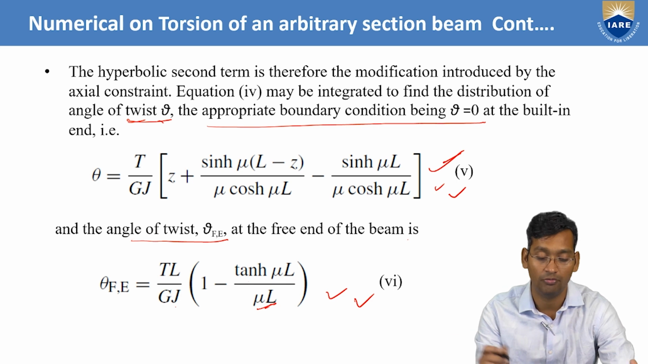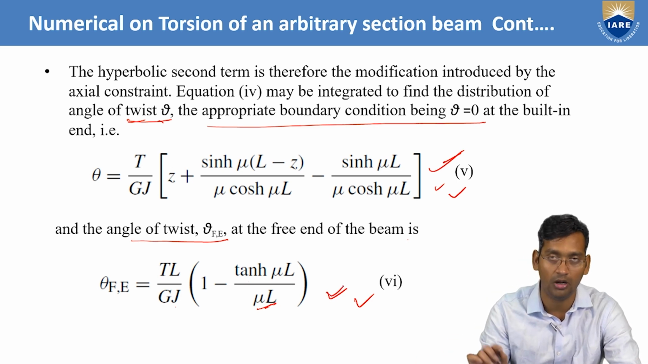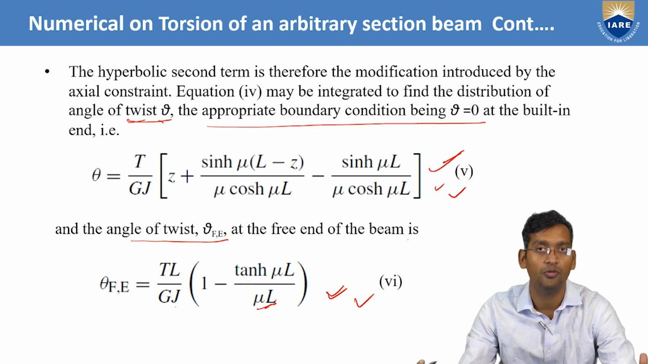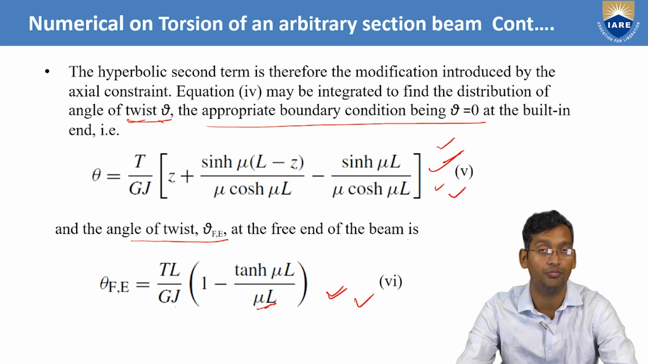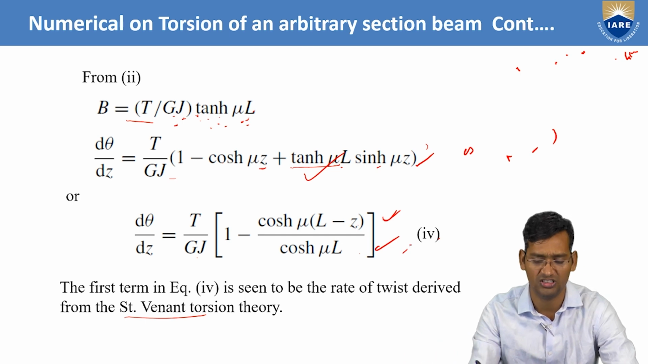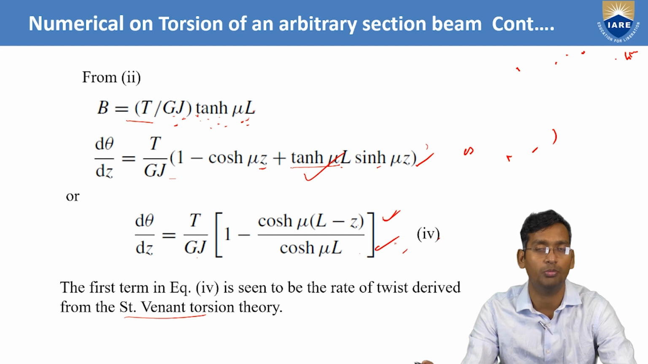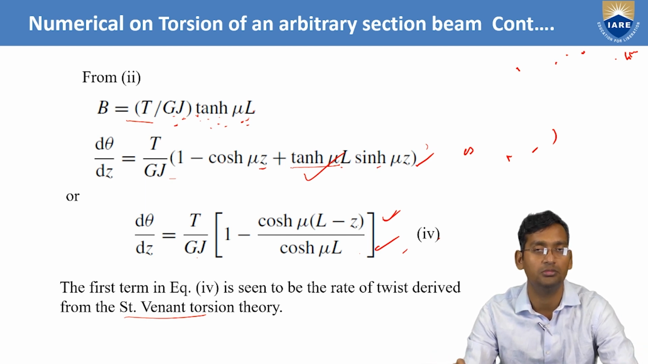Derive the equation for theta at the free end means you have to derive up to this. Derive the equation for angle of twist, then you have to derive up to this one. Derive the equation for rate of twist, then either this or this, because this is a simpler form of this one. So 3 derivations can be asked from one single derivation. So don't get confused. Read the wording and derive properly up to that point.